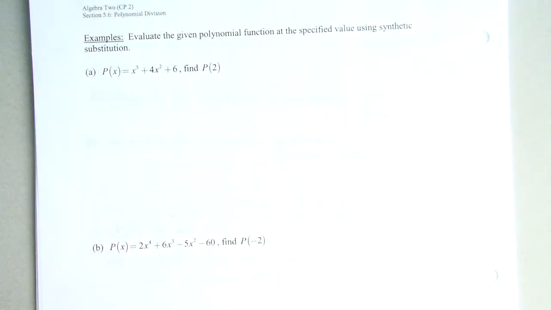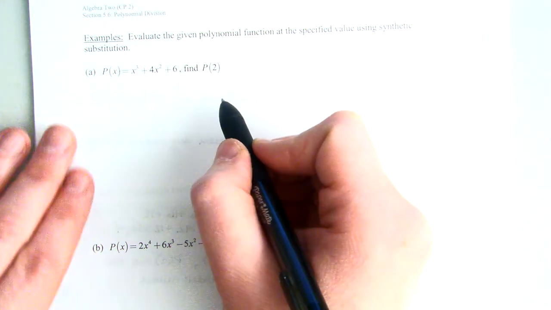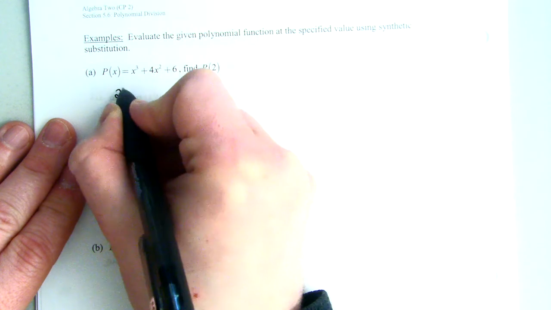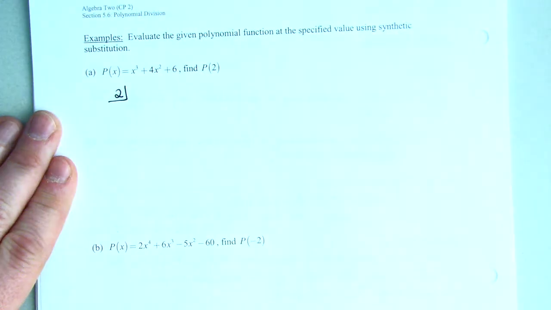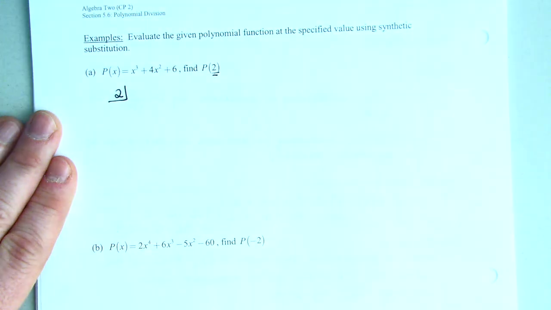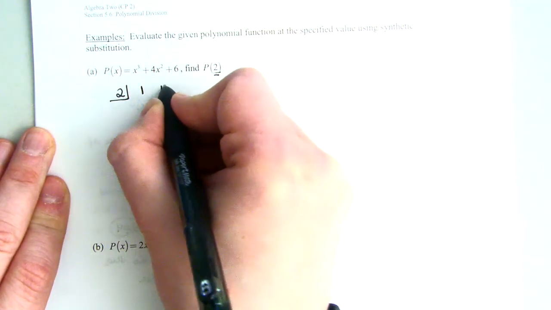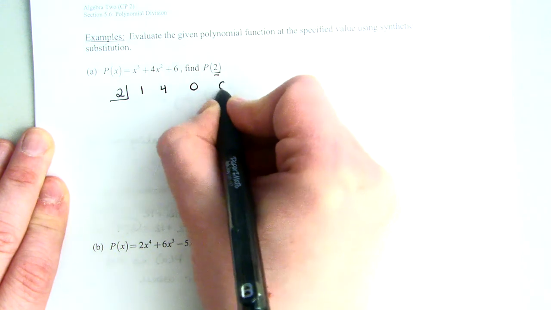P of x equals x cubed plus 4x squared plus 6. Find P of 2. Well, P of 2 means you're dividing by x minus 2, which means we're going to stick a 2 in the box. And honestly, with this synthetic substitution stuff, P of whatever number that is, that number as it is will just go in your box. Set up your synthetic division. Don't do it yet. I hope you noticed we were missing an x term, so I'm going to say 1, 4, 0, 6.